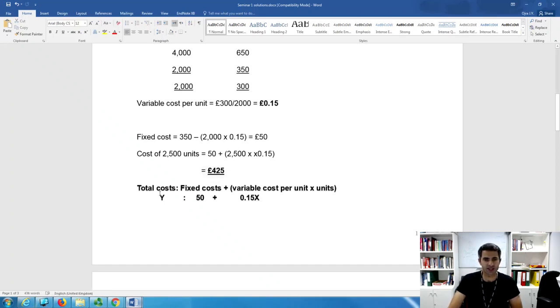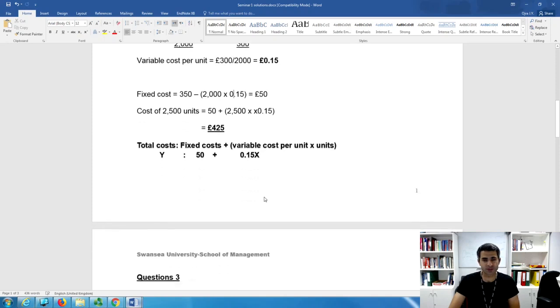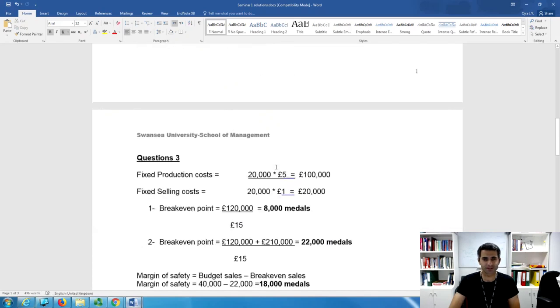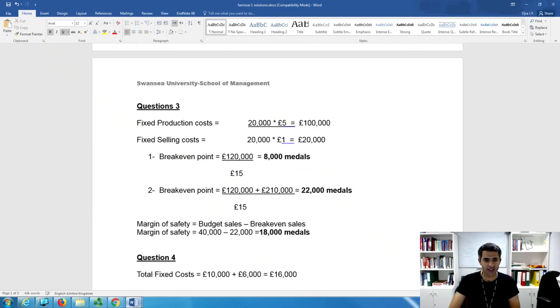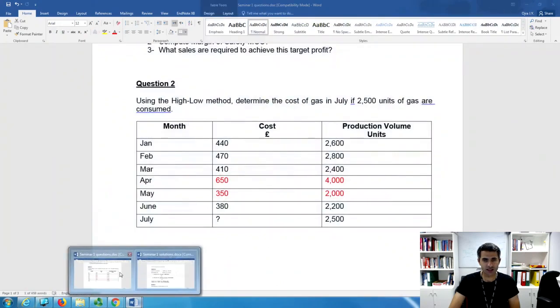So this is basically the formula, if you want to do it on Excel or work on a spreadsheet. Y for total cost: fixed cost stays the same, doesn't change, and variable cost is 15 pence per unit, and it depends on the units available. Okay, that's question number 2. Easy.